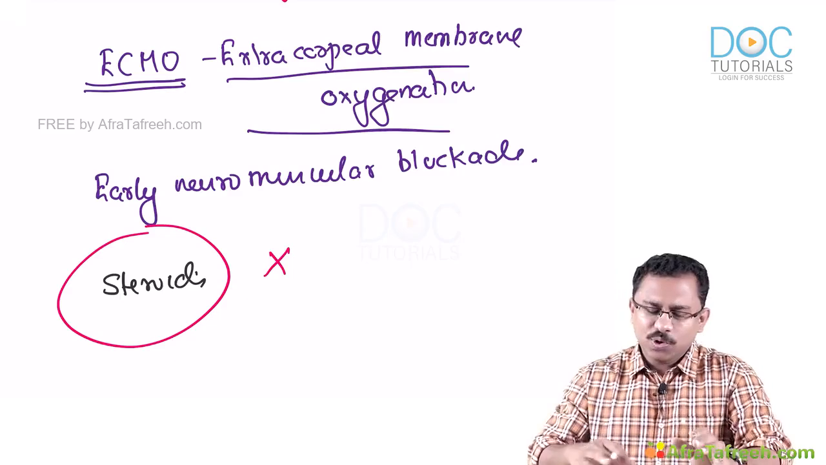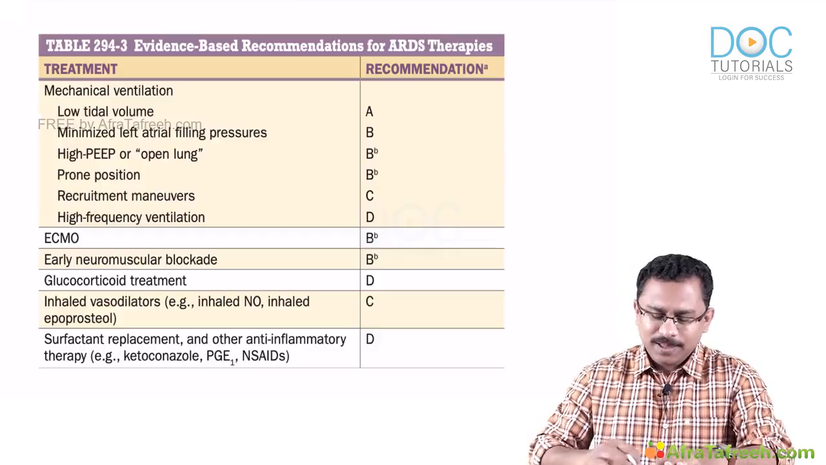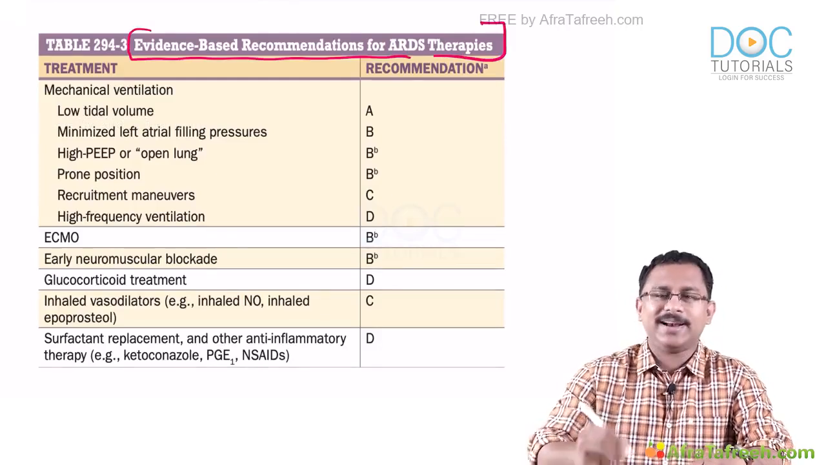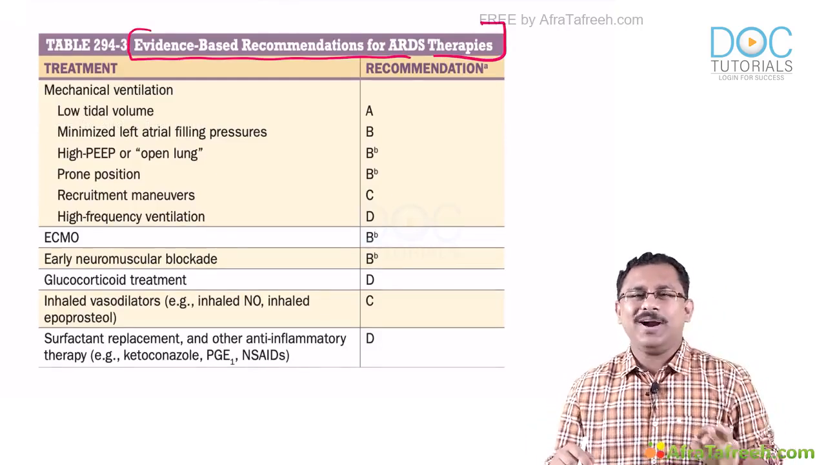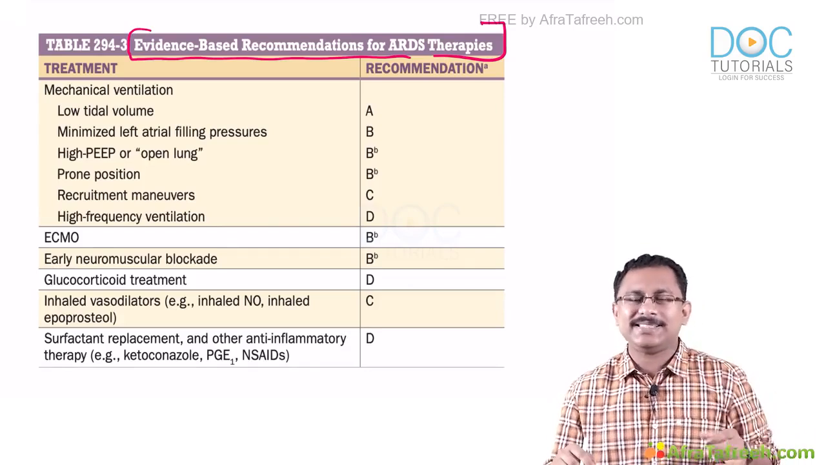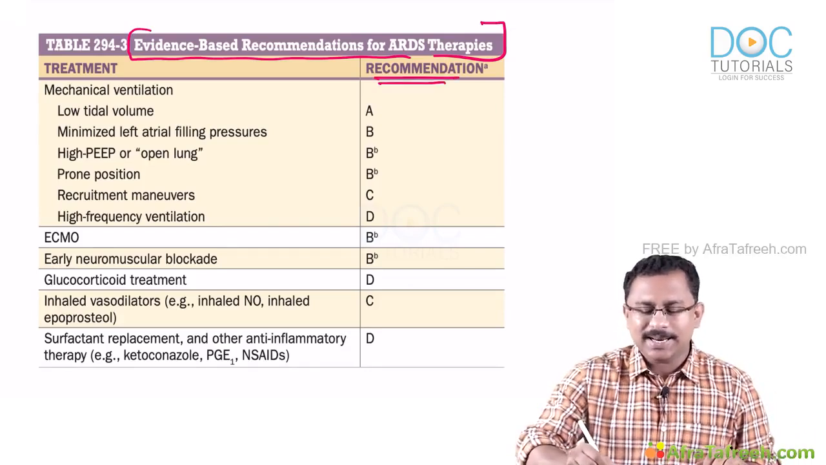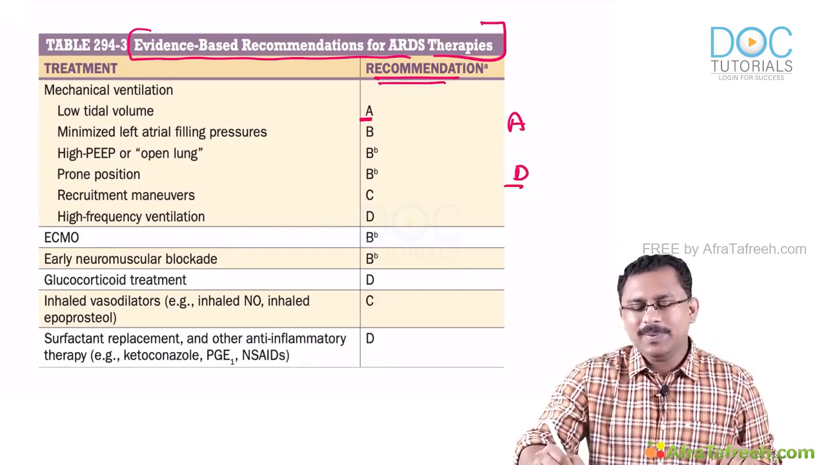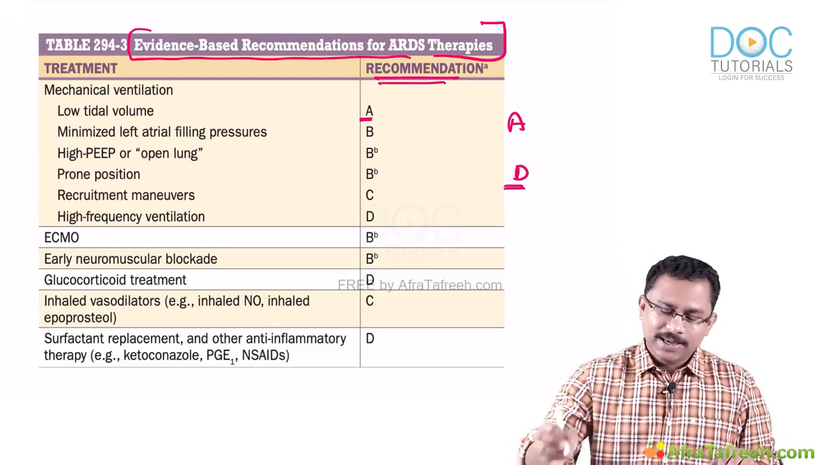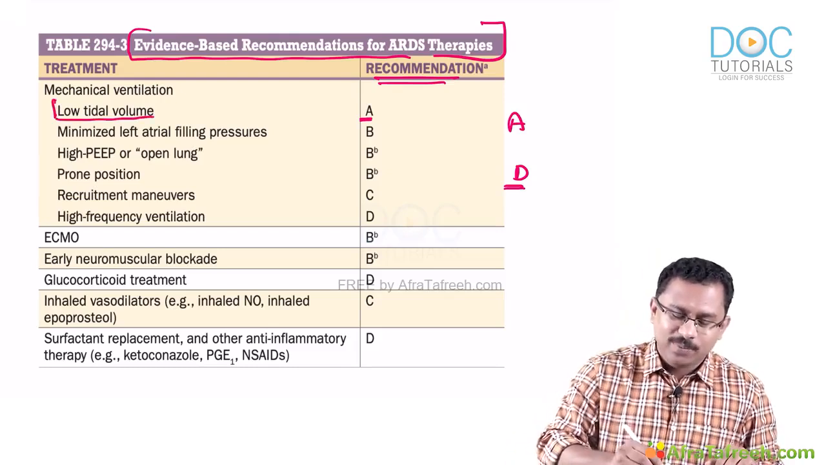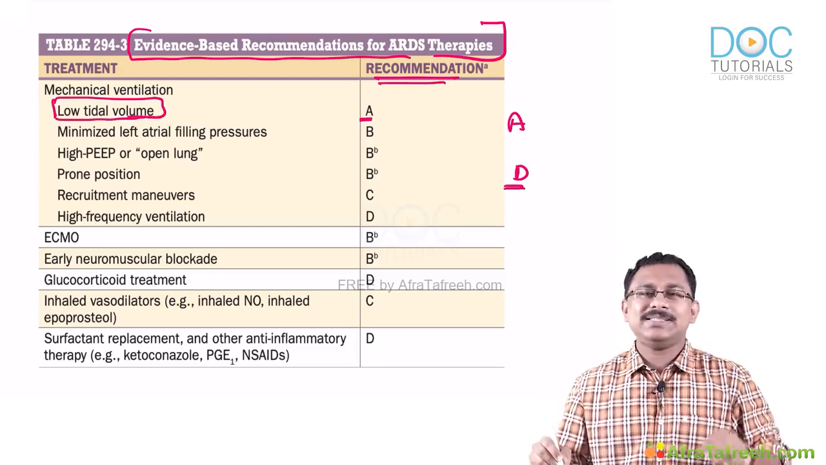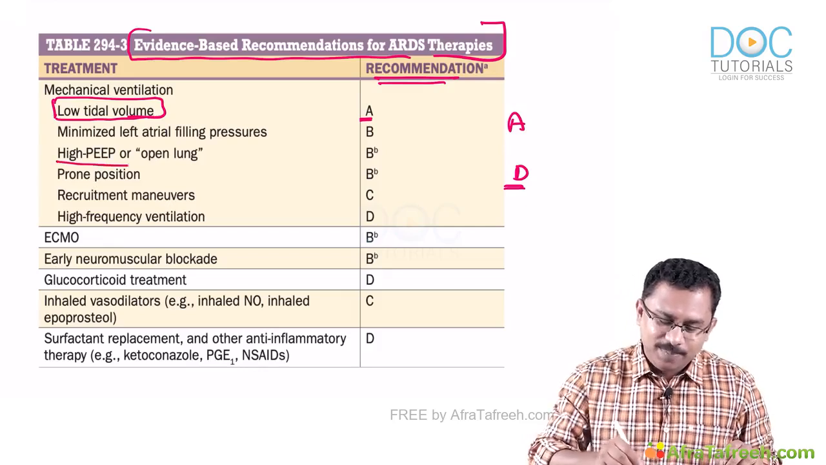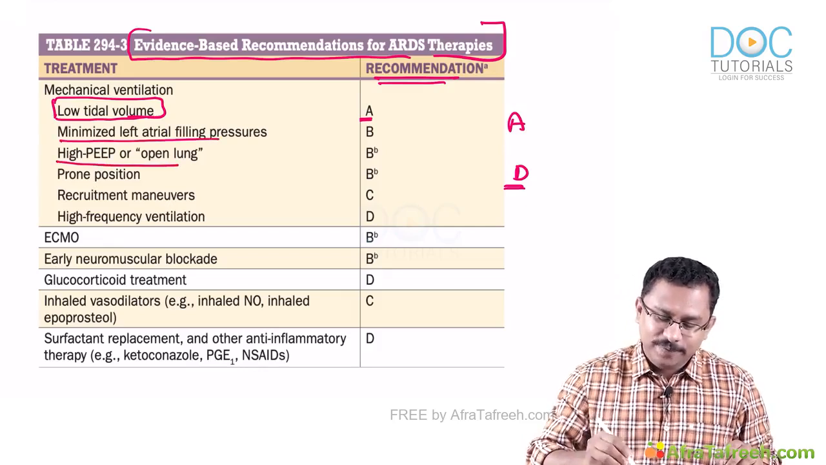Now I'll just show you one table in Harrison which shows you the evidence-based recommendations for ARDS. I just wanted to pick up one MCQ from this. There are lots of strategies adopted. You can see the recommendations are there from A to D. A means the best recommendation. D means it is not of use. So A, which is the only one which has a level A recommendation, is low tidal volume. Yes, high PEEP is important. Minimize left atrial filling pressure.